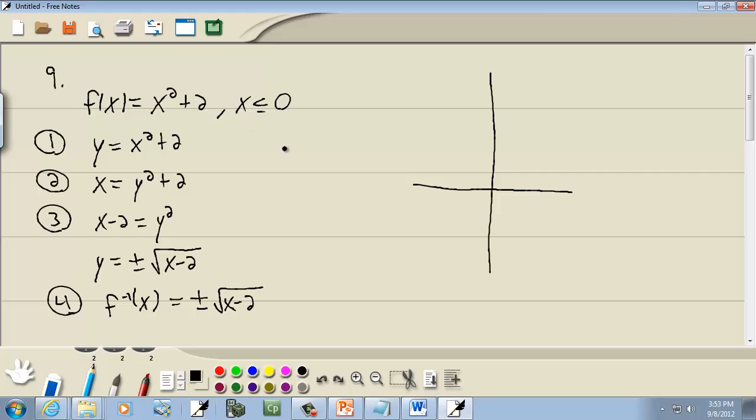Now normally, the f of x is equal to x squared plus 2. The plus 2 means my parabola, my quadratic, has been shifted up 2 places, like that. But when we have x less than or equal to 0, what that means is we're only keeping the left side, like that. Well, remember, if that's our function, if that's f of x, our inverse and its function are symmetric to the line y is equal to x.